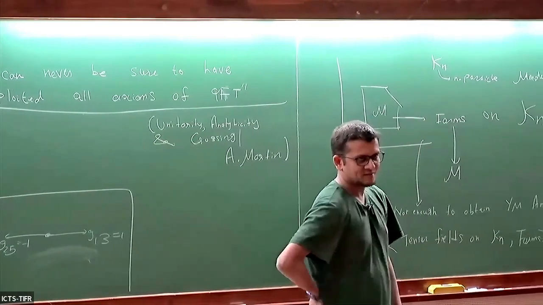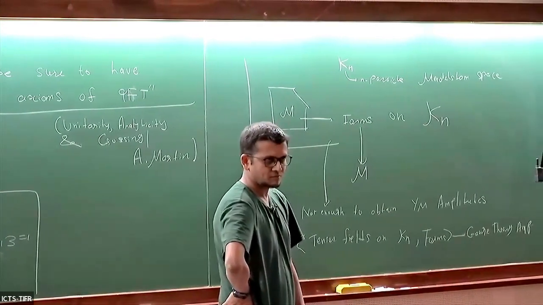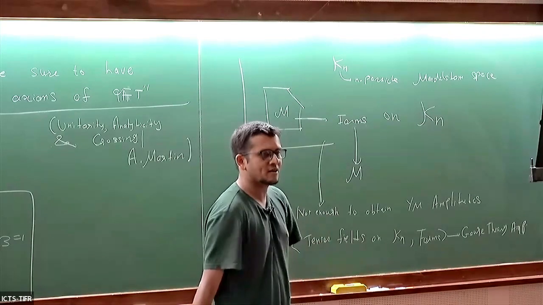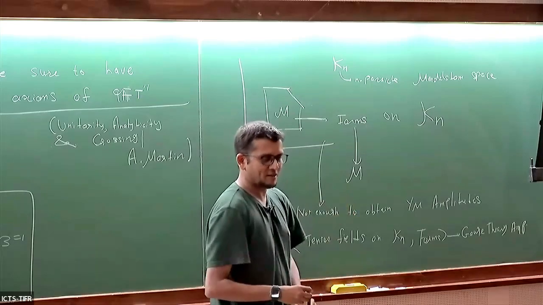But what do you mean, not like the volume? Parke-Taylor is the volume of something, and then you're saying the volume is not enough to obtain Yang-Mills amplitudes. Right, because Parke-Taylor is not enough to obtain Yang-Mills amplitudes. Parke-Taylor only gives us a scalar amplitude in the way you are phrasing it.